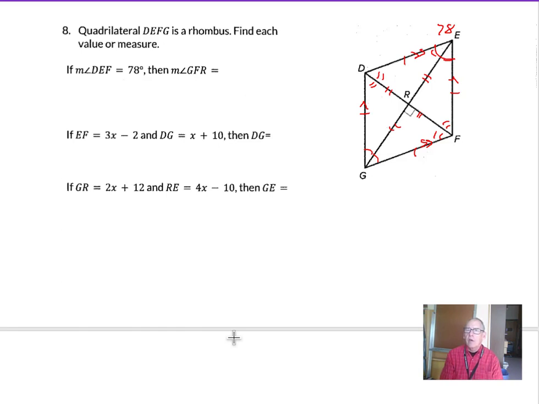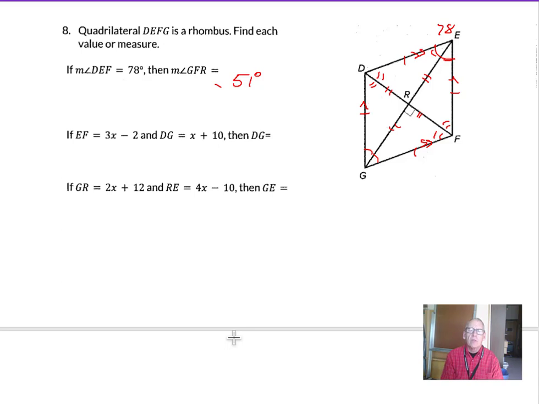So planning-wise, the angle at E and the angle at F are same side interior angles. They're going to be supplementary. So I can find out what this big angle is at F. And then half of that is the angle we're looking for because GFR is made by the diagonals. That's going to be the bisector of that angle. So basically 180 take away 78 is 102. This is a 102-degree angle. Half of 102 is 51 degrees. So GFR is 51 degrees.